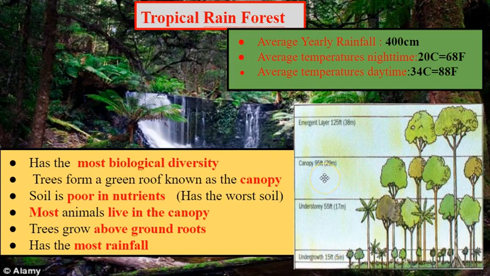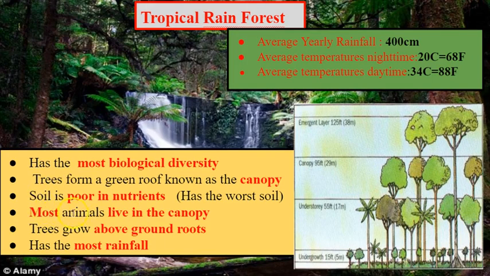Now, the canopy layer is going to be very rich in biodiversity. There are going to be many different species found in this layer, including many different species of birds. Now, you would think with all of this biodiversity that this biome would be very rich in nutrient soil. But in fact, this biome's soil is very poor in nutrients. It has some of the worst soil.